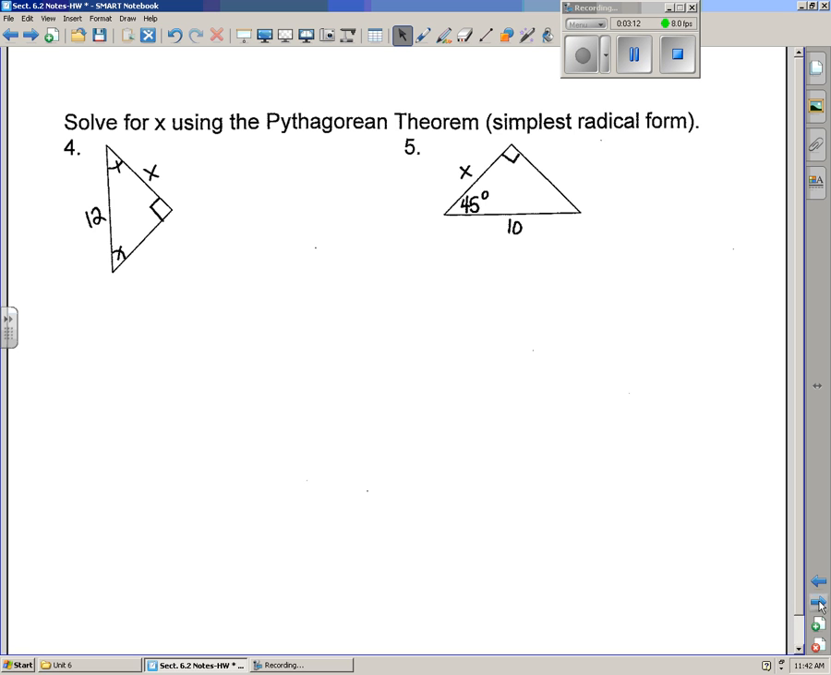Well, we want you now for 4 and 5 to solve for x, which is a leg, using the Pythagorean theorem, and put that into simplest radical form. Now feel free to pause this, or you can just watch me go through it.